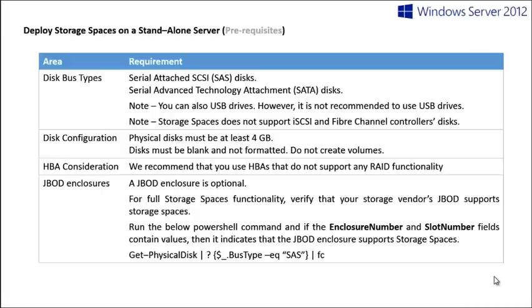About the disk configuration, the physical disks must be at least 4 GB in size, and they should be blank, not formatted, and there shouldn't be any volumes created on them. For HBA consideration, we recommend that you use HBAs that do not support any RAID functionality. What it means is, if there's any kind of RAID functionality on your HBAs, it should be completely disabled. JBOD enclosures are optional. For full storage space functionality, you need to verify that your storage vendor's JBOD supports storage spaces. To verify that, you need to run this PowerShell command, and if the enclosure number and the slot number fields contain values, then it indicates that the JBOD enclosure supports storage spaces.